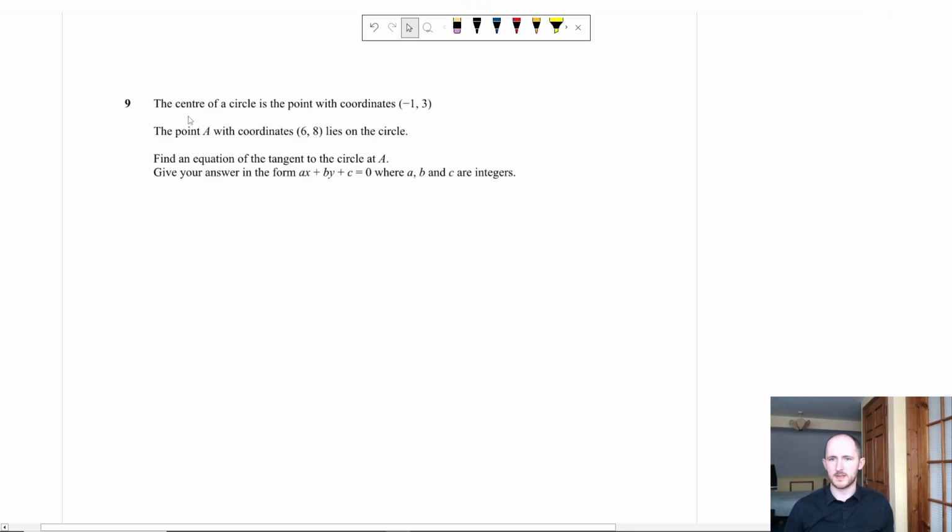Point 9. So the centre of a circle is a point with coordinates minus 1 and 3. Point A lies on the circle. Find an equation of the tangent to the circle at A. So what I like to do is actually draw this out. So again, please do bear with me, my drawing is not great.